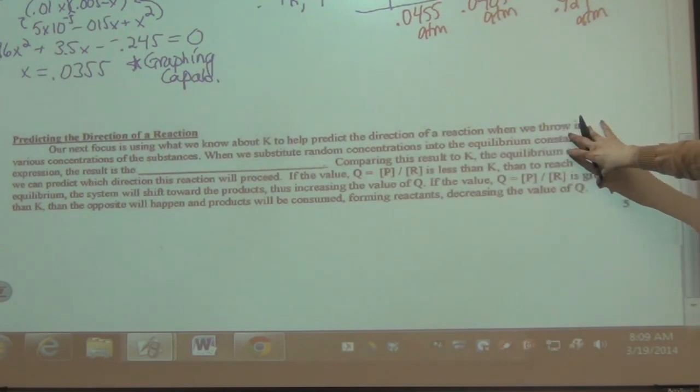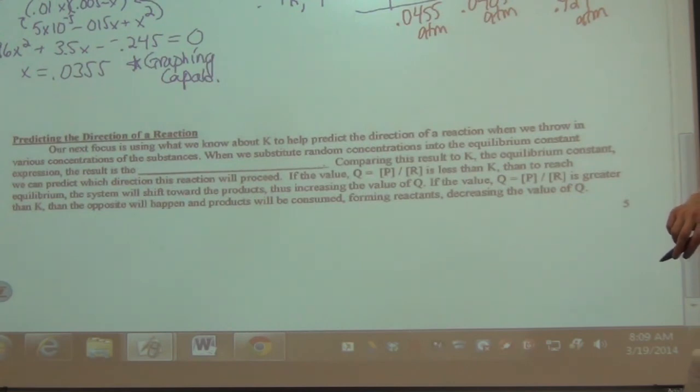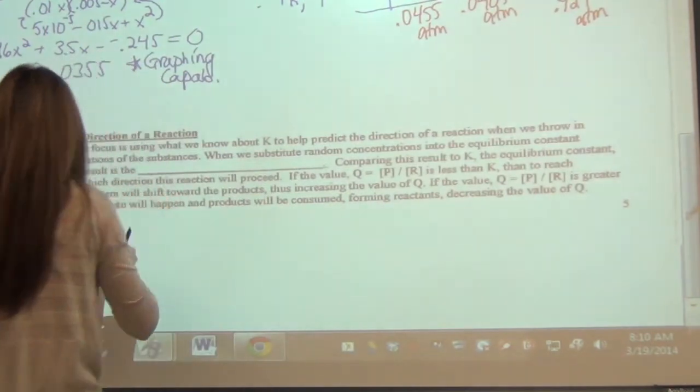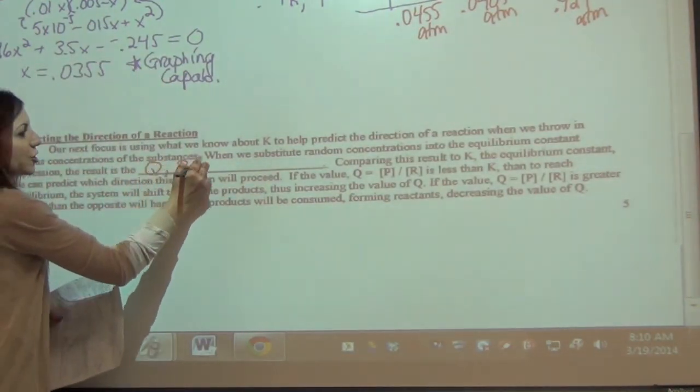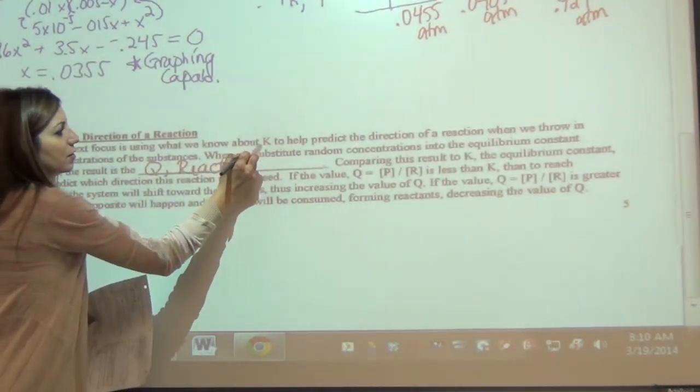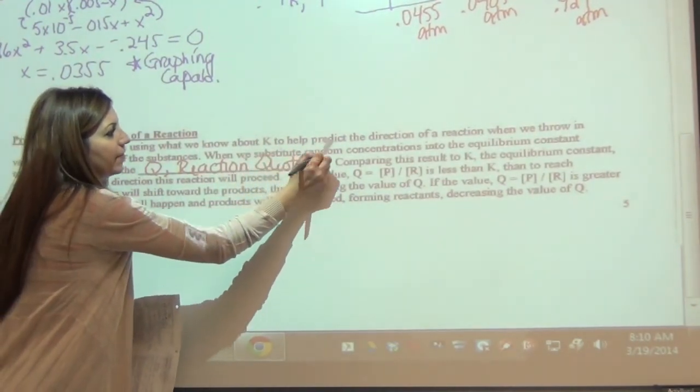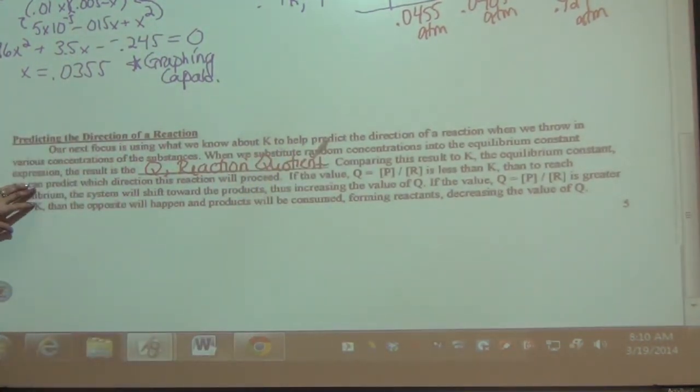So we talked about Q already. It says our next focus is using what we know about K to help predict the direction of a reaction when we throw in various concentrations. When we substitute random concentrations into the equilibrium constant, the result is called the reaction quotient. That's what we called Q, the reaction quotient. And we said comparing this result to K, you can predict which direction it proceeds. If Q, which is products over reactants, is less than K, then to reach equilibrium, your reaction has to shift toward the products, increasing your Q.